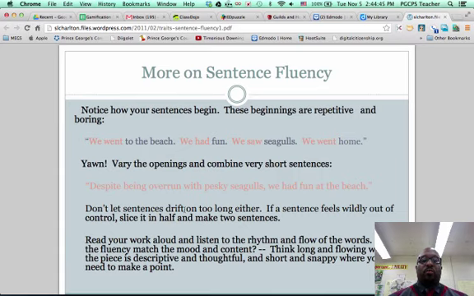Now, on the same note, we don't want to let sentences drift on too long. If a sentence feels wildly out of control, you've got to slice it in half and make it into two sentences. So again, you want to read your work out loud and listen to the rhythm and flow of the words. Does the fluency match the mood and the content? Think long and flowing where the piece is descriptive and thoughtful, and short and snappy where you want to make a point.